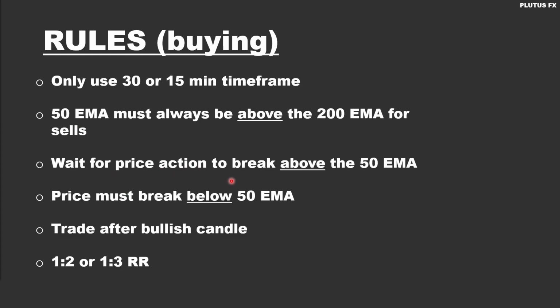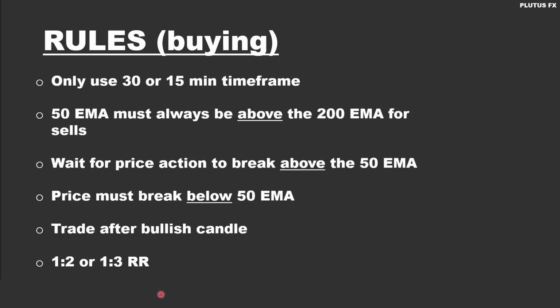We wait for price action to break above the 50 EMA this time, and after breaking above, it must break below the 50 EMA, and we trade after a bullish candle. So it's literally the same thing, but the opposite. And once again, we're going to have a 1 to 2 ratio or a 1 to 3 risk reward ratio, because that is the best way to make money trading.